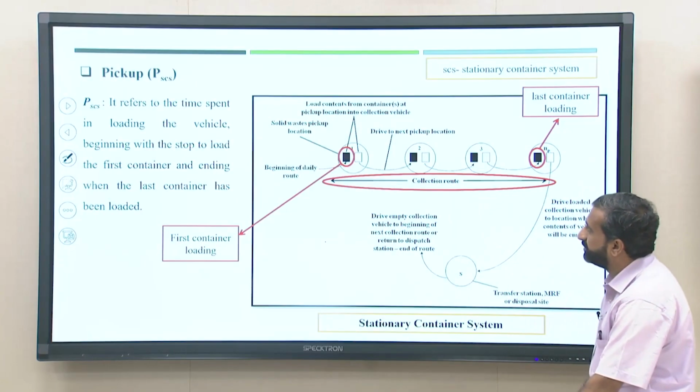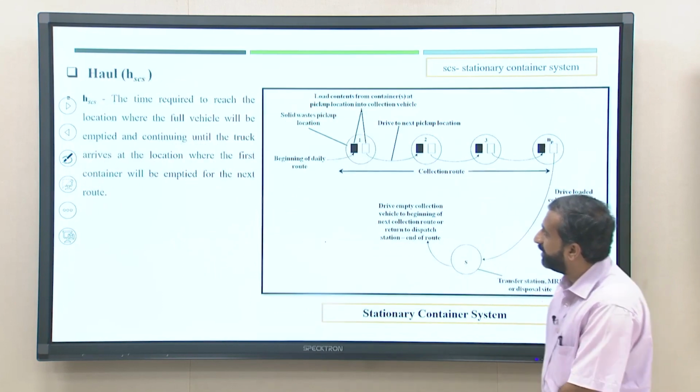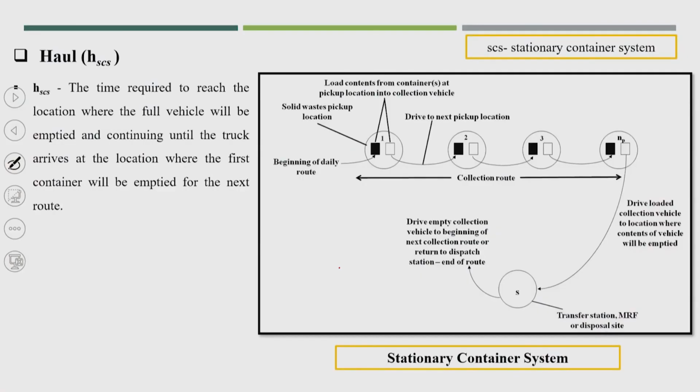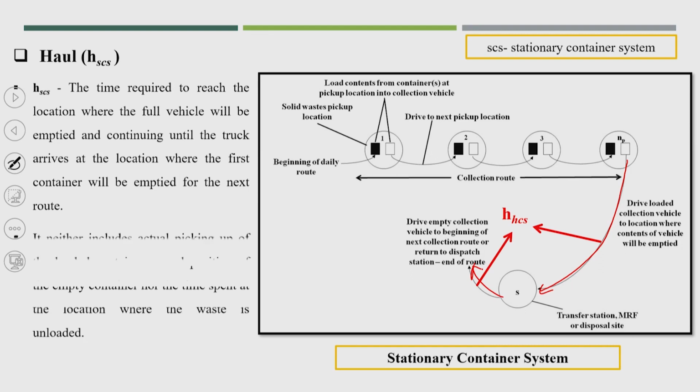Now, the next unit operation is haul. Here, haul is the time required to reach the location where the full container will be emptied, and it continues until the truck arrives at the location where the first container will be emptied for the next route. So it starts from the last container location to the recycling or disposal facility, and also includes the time required to go to the next collection route, not including the pickup and redeposit of the container. This is the same as in the hauled container system.